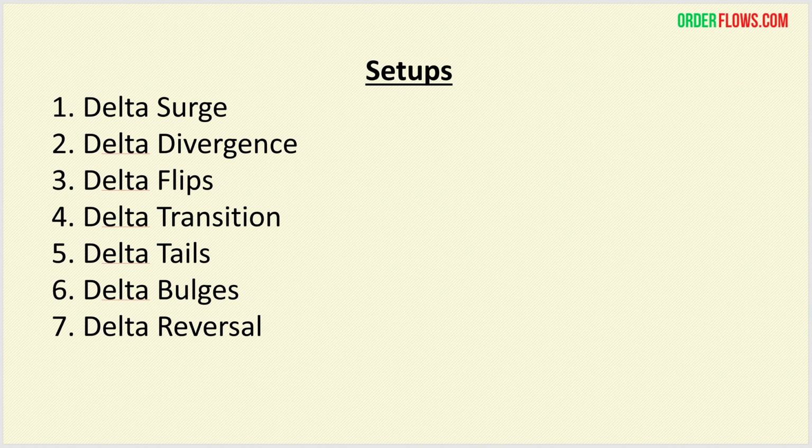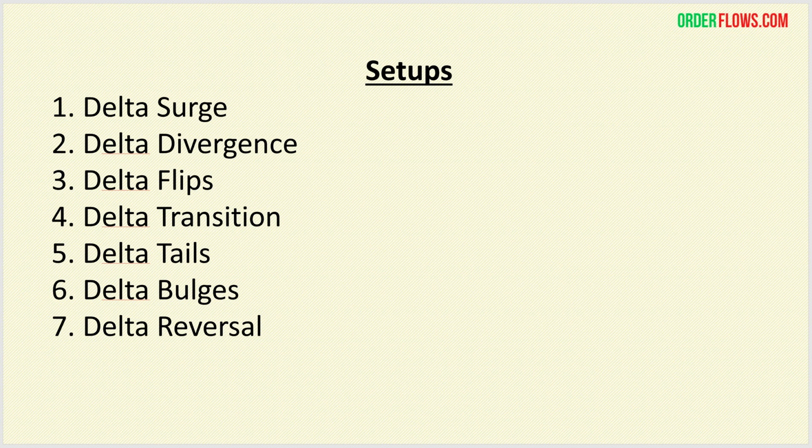So the setups I'm going to discuss in depth here are the Delta Surge, the Delta Divergence, the Delta Flip, Delta Transition, Delta Tails, Delta Bulges, and lastly the Delta Reversal. Now, the Delta Surge is a free indicator you can get on my website. If you run NinjaTrader, you could put it on there. The Divergence is programmed into the main Order Flows Trader, but I'm going to explain what it is.